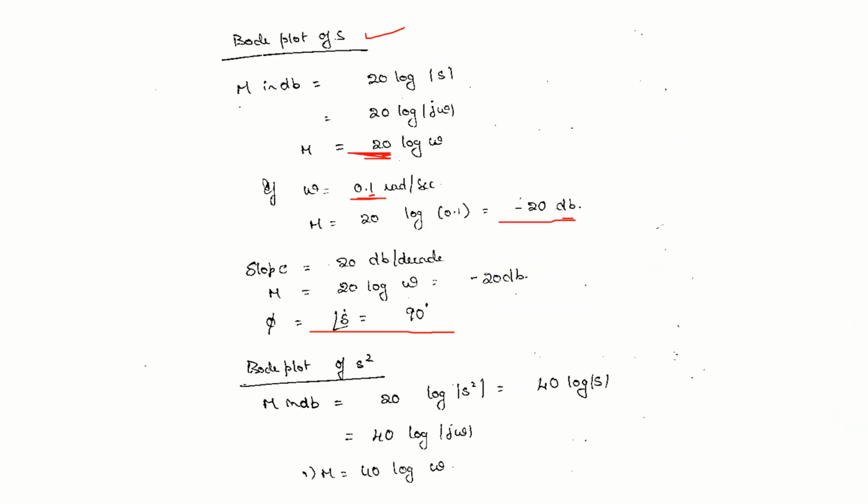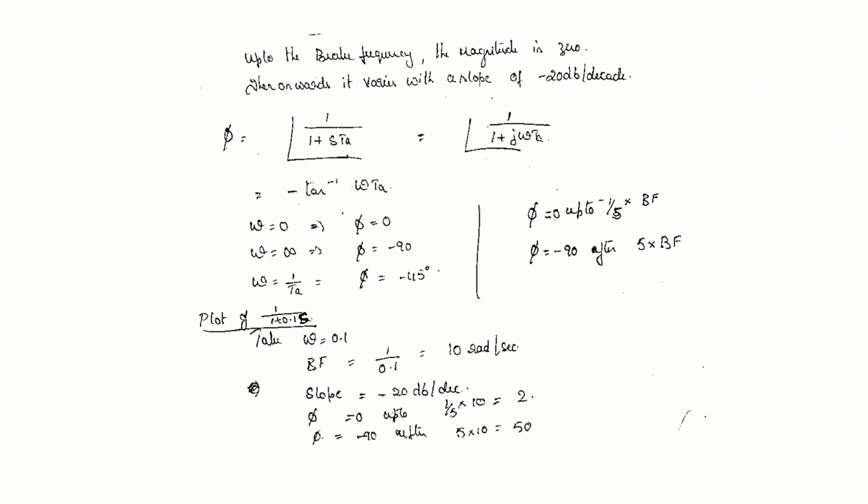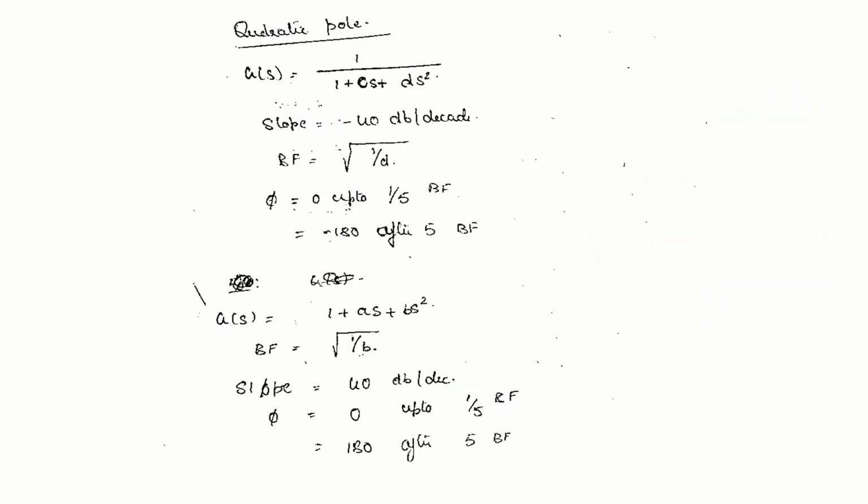Same way if there is a quadratic pole. What should happen? There are 2 poles. Slope will be minus 40 dB per decade. Break frequency is square root of reciprocal of coefficient of s square. That is the break frequency. Then phase angle should be taken as 0 up to 1/5 break frequency, and phase angle should be taken as 2 poles of minus 180 degree after 5 times the break frequency. And this is for quadratic pole. This is the break frequency. Please remember, square root of reciprocal of coefficient of s square.